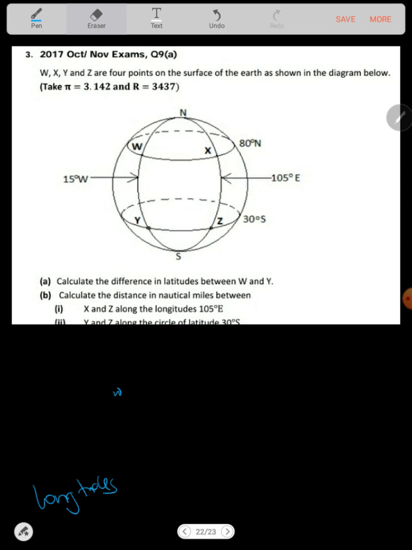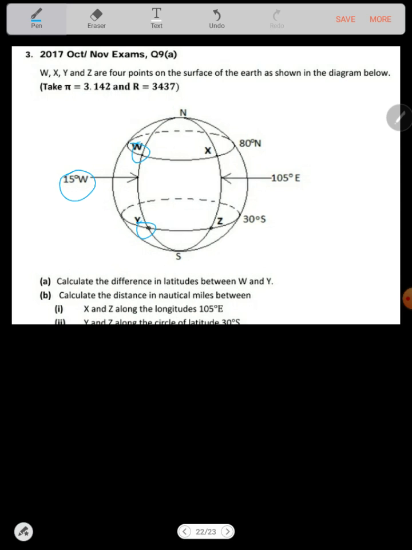Then we can go to the main question that says, calculate the difference in latitude between W and Y. Now W is here and Y is here. And we can see that W and Y are on the same longitude. What longitude is that? 15 degrees west.